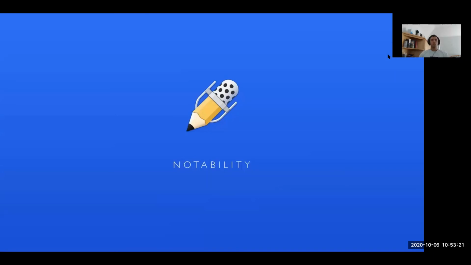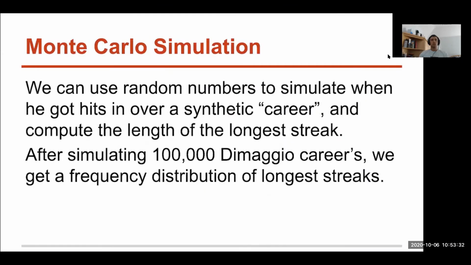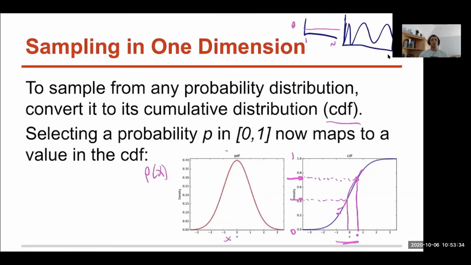Yeah, actually, I have a question. Yes. Going back to the PDF and CDF for random sampling. Okay. I didn't really understand how you use the CDF to get the random sampling.